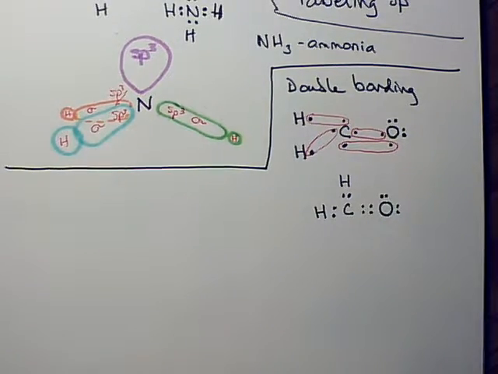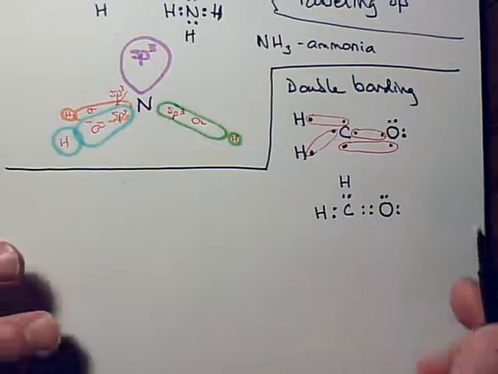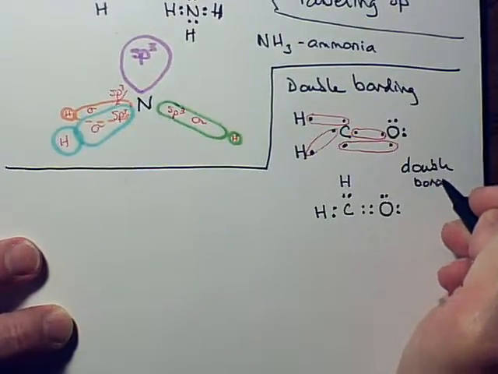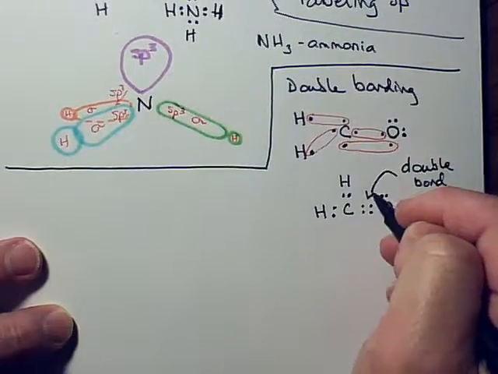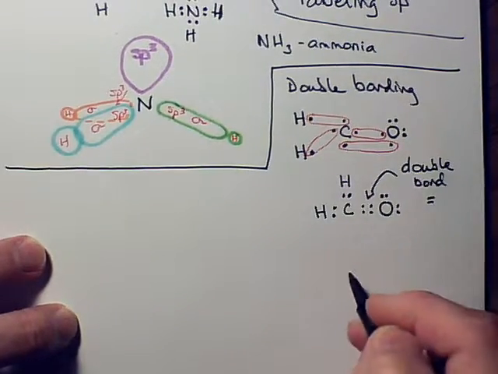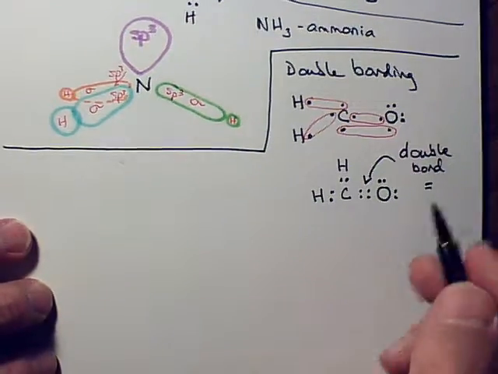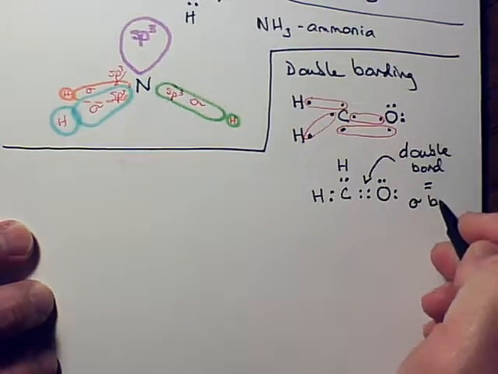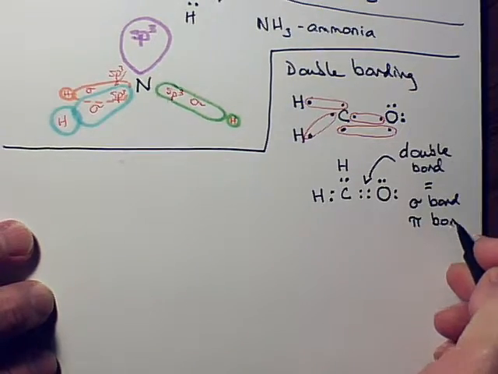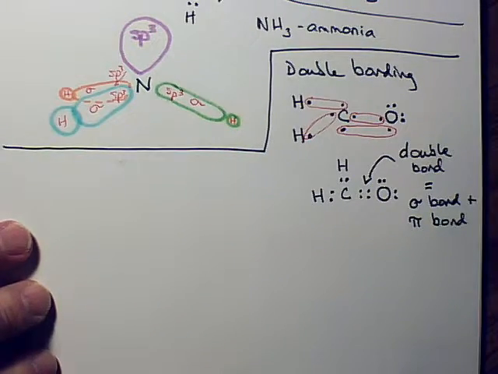Now I want to do a drawing for you first because I want to explain how this double bond works. This is called a double bond. A double bond has 2 different kinds of bonds. It has the sigma bond we've already learned about, and it has a pi bond we're about to learn about. You got both.